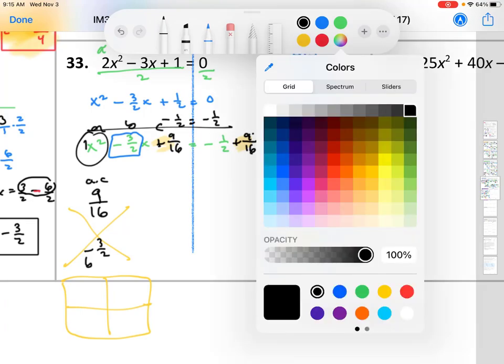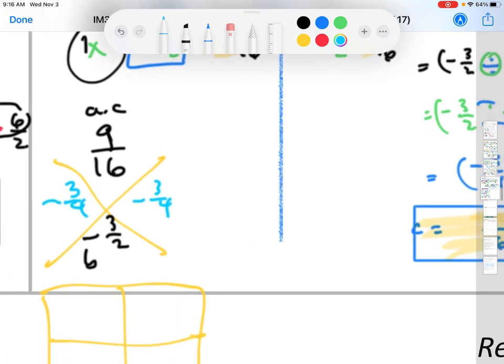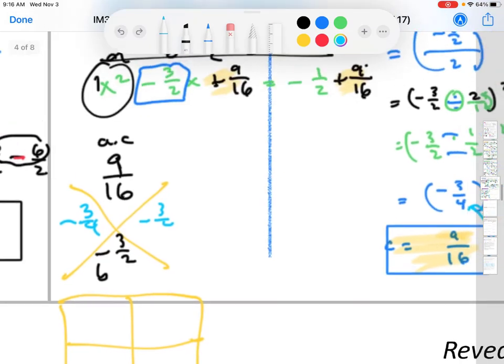Remember, let's see if I can show you with a different color. The easiest way to get those two numbers is just look right here. Like 9/16, two numbers that multiply, that's negative 3/4. Now, if you decide to take half of the b value, you would have to do this. Right? Dividing by 2 is the same thing as multiplying by 1/2. So you get negative 3/4.